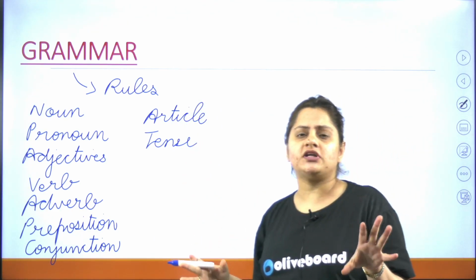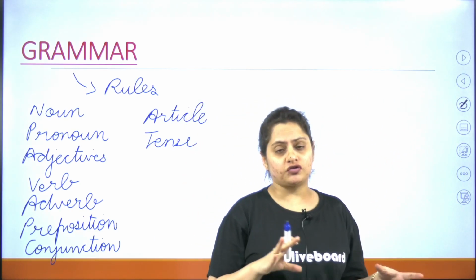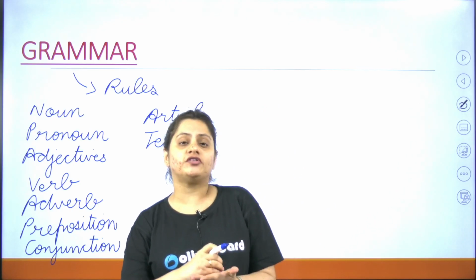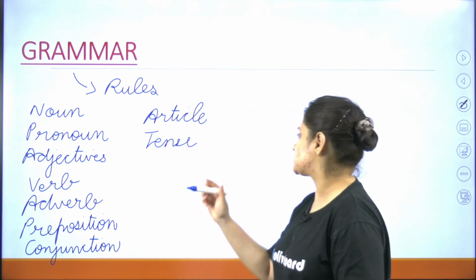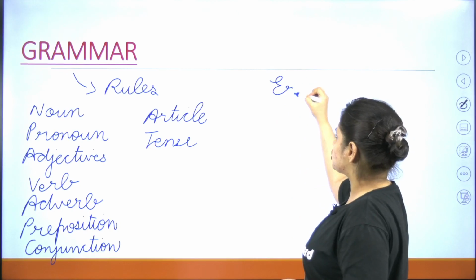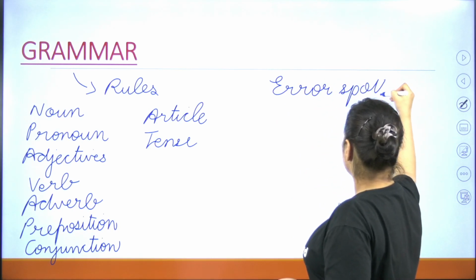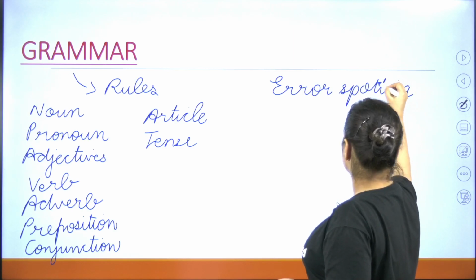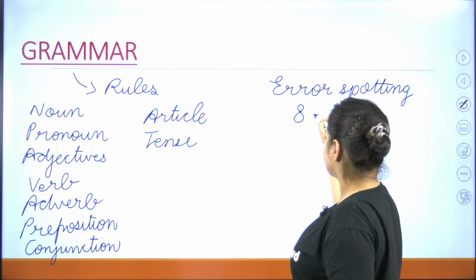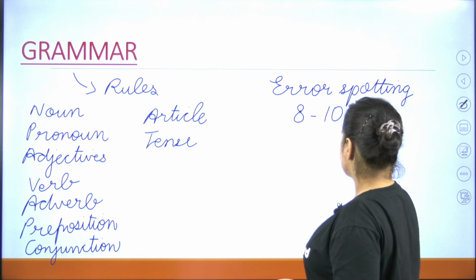Now approximately how many rules do you have to understand? 12 to 15 rules are under each chapter, from which you are asked questions on errors. So you get a major question on error spotting. Remember, in one of your SBI exams, there were at least 10 questions. So you can say the weightage is 8 to 10 questions from error spotting.